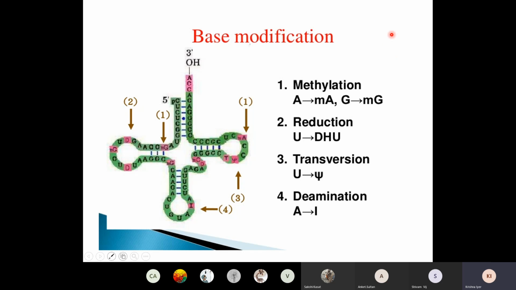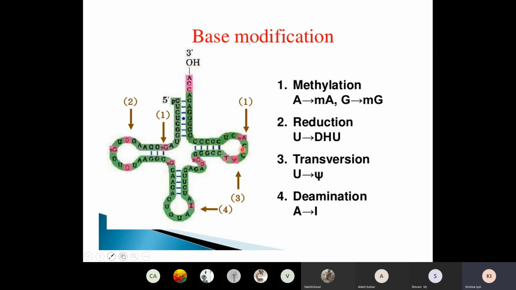Remember that 5 and 6 position, and that double bond is reduced. That's why it is called dihydrouridine, and that is present in this loop. There are 2 or 3 uridines which have been converted by reduction to dihydrouridine, and that gives this loop the name D loop.